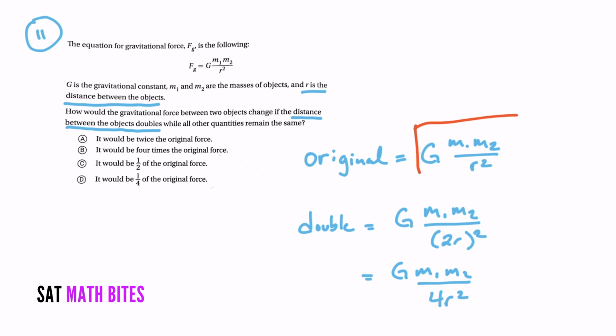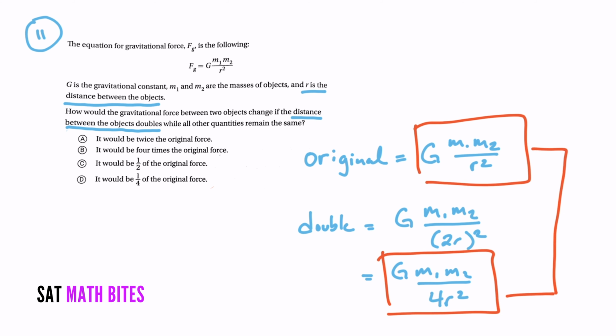And we want to ask ourselves, what's the difference between this one, the original, and the second one? And you can see the difference is we've multiplied by 1/4 because there's a 4 in the denominator of the doubled distance versus the original. So the answer here would be D. It would be 1/4 of the original force.